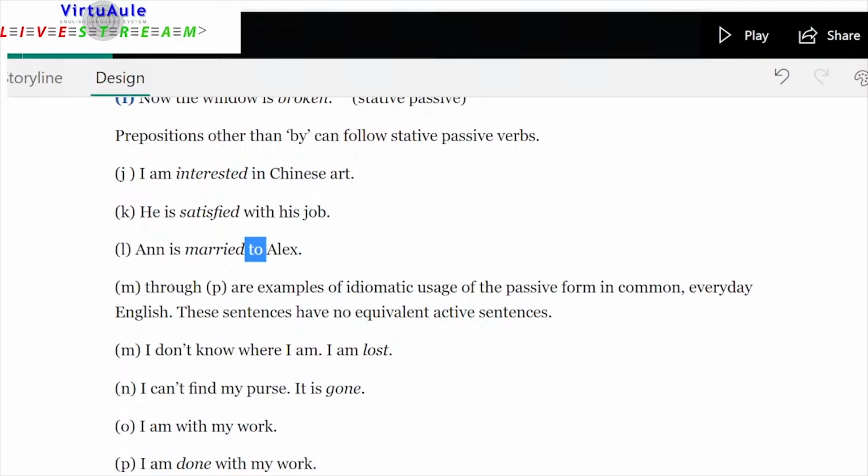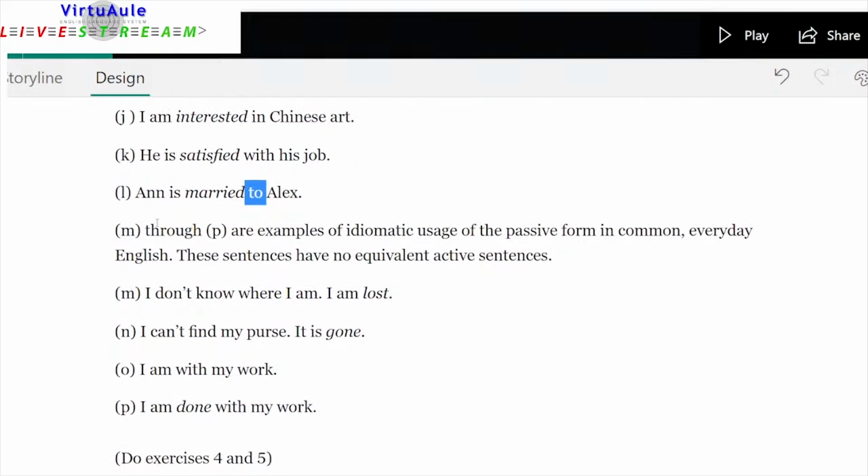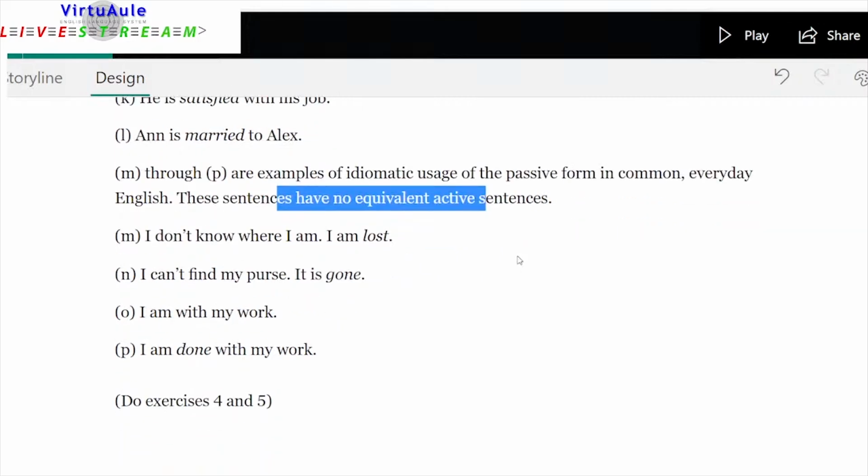So those are other prepositions. They're quite problematic. We'll look at that a little bit later. M through P, these examples are idiomatic usage of the passive form in common everyday English. These sentences have no equivalent active sentence.